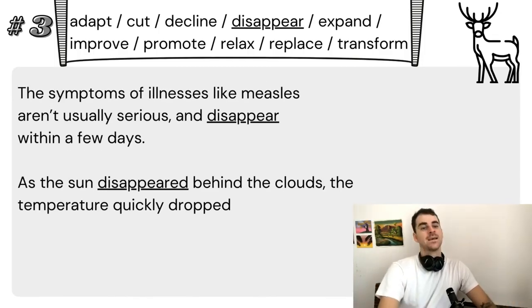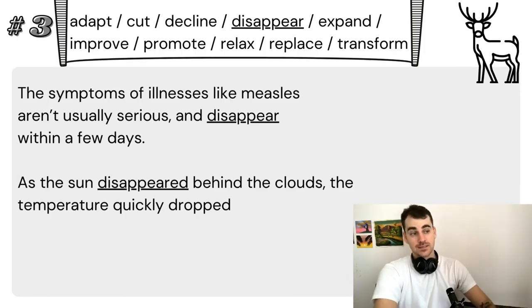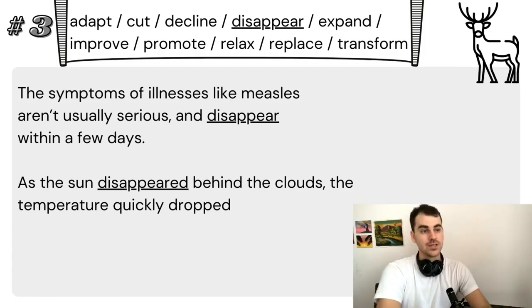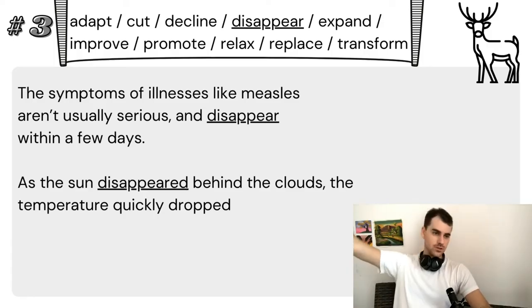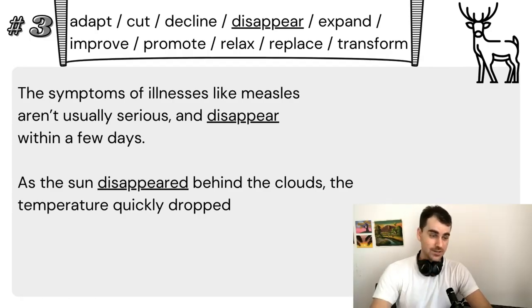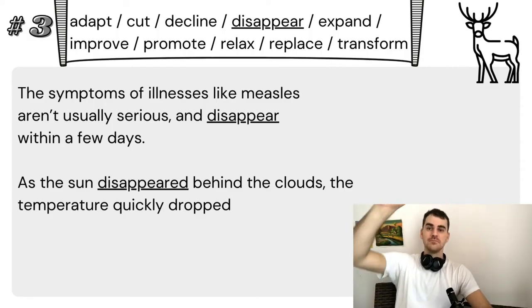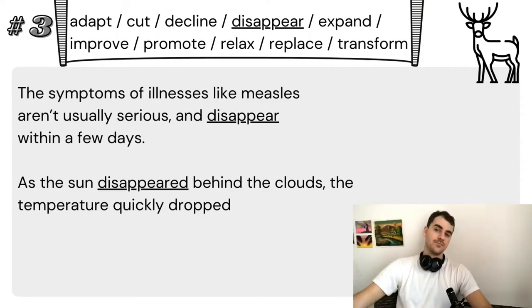Disappear. The symptoms of illnesses like measles aren't usually serious and disappear within a few days. Disappear means go away, it's gone. As the sun disappeared behind the clouds, the temperature quickly dropped. Where's the sun? It's gone, disappeared.